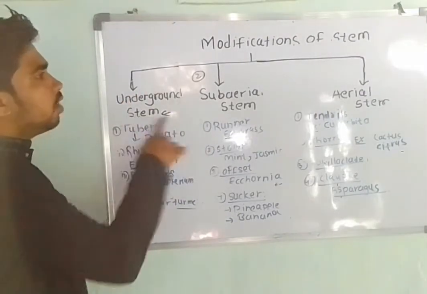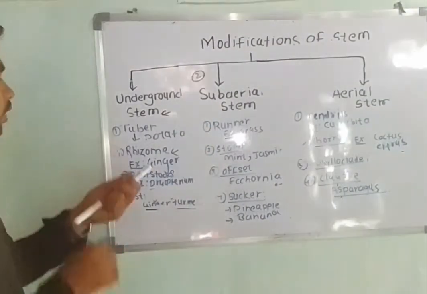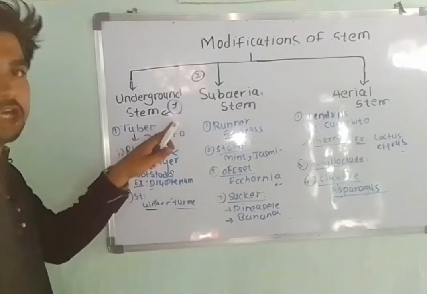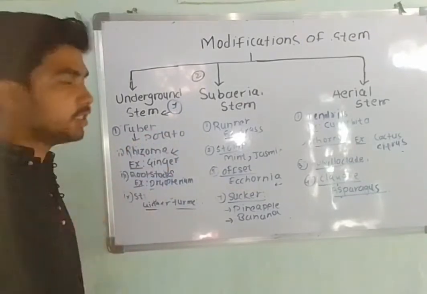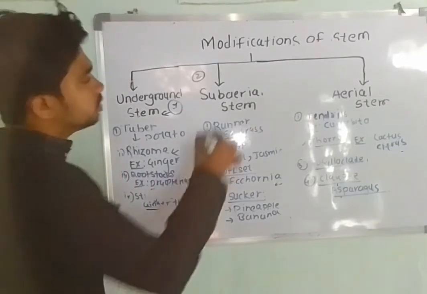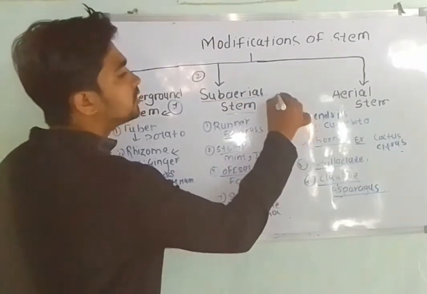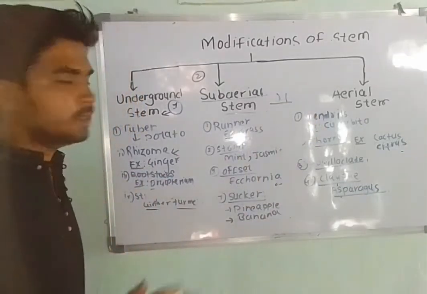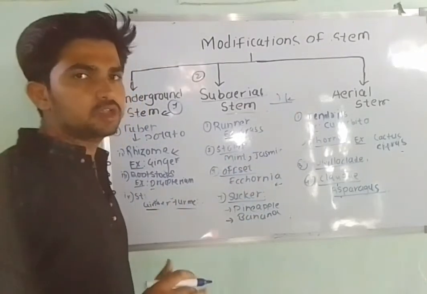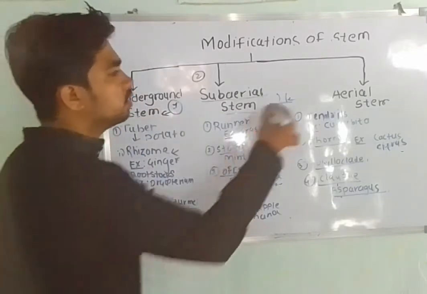First of all, number one is the underground stem. What is meant by underground stem? The stem which is present below the surface of the soil is known as the underground stem. And what is meant by subaerial stem? The stem which is present on the upward side of the soil, meaning just above the surface of the soil, but only a very small amount.